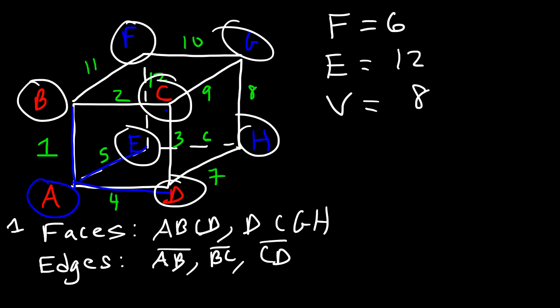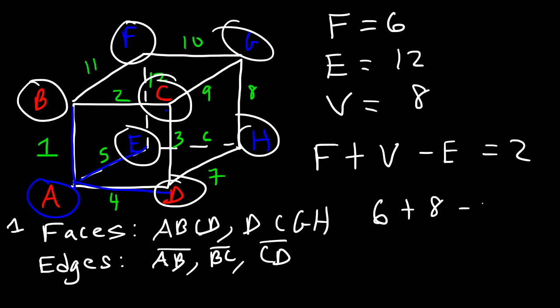Now Euler's formula tells us that the sum of the faces and the vertices minus the number of edges is equal to 2. So in this case we have 6 faces, 8 vertices, and 12 edges. 6 plus 8 is 14. 14 minus 12 does equal 2. And so this is in harmony with Euler's formula for figures like these that are just made up of faces.